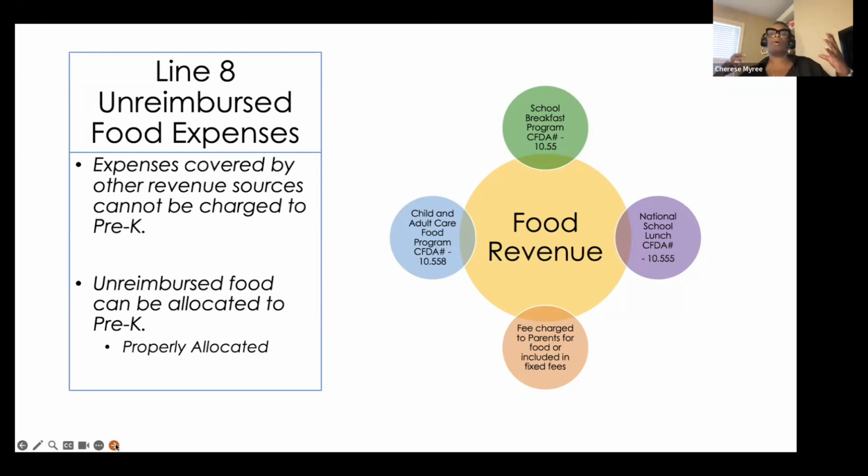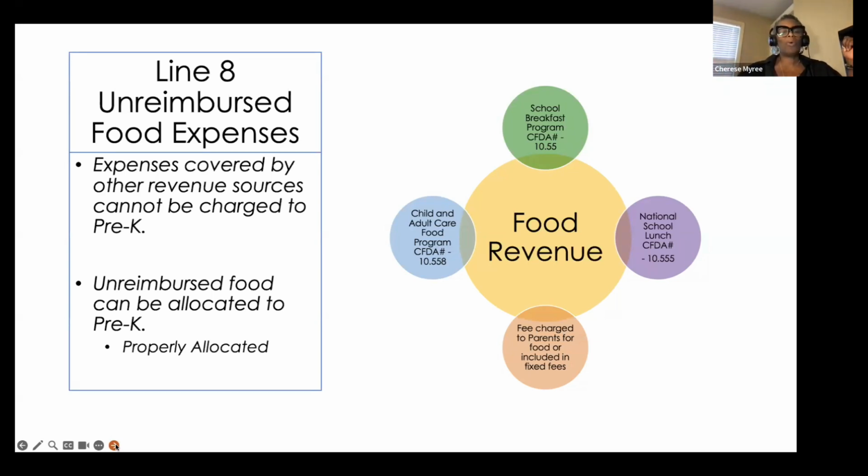You also want to keep in mind that if you don't buy food for pre-K directly, like most centers and programs that provide food for everybody at one time, they don't shop for pre-K separately. So then you have to allocate that, right? When you're talking about food expenses, how much of this should go to pre-K versus non-pre-K? Enrollment is a good way to do that. So what you would do for unreimbursed food expenses is you would say, this is all the money I got in for food. These were my actual expenses. And if there's anything left over that wasn't covered by another funding source, pre-K can cover a portion of those expenses that went to pre-K participants.